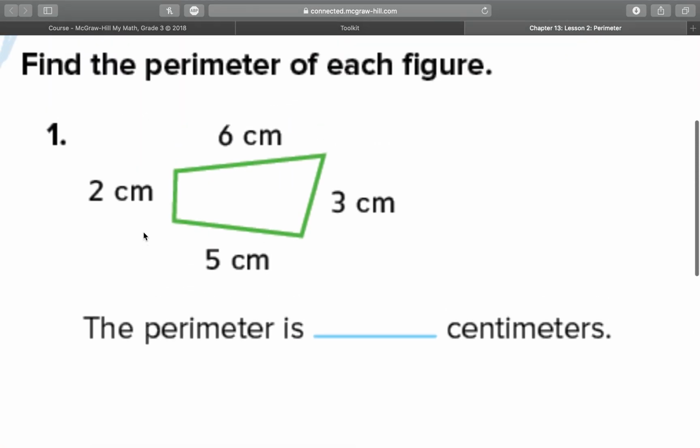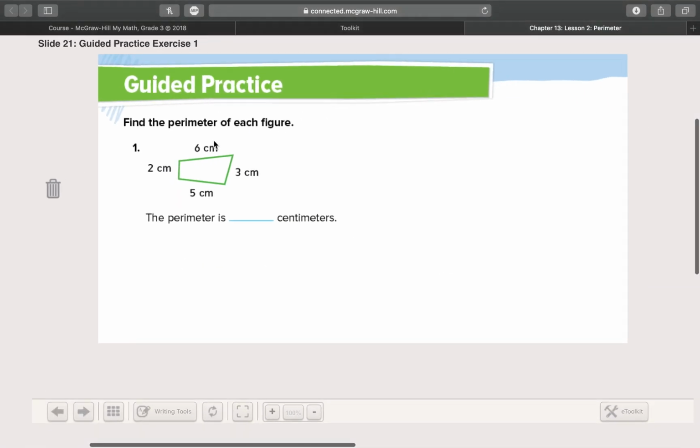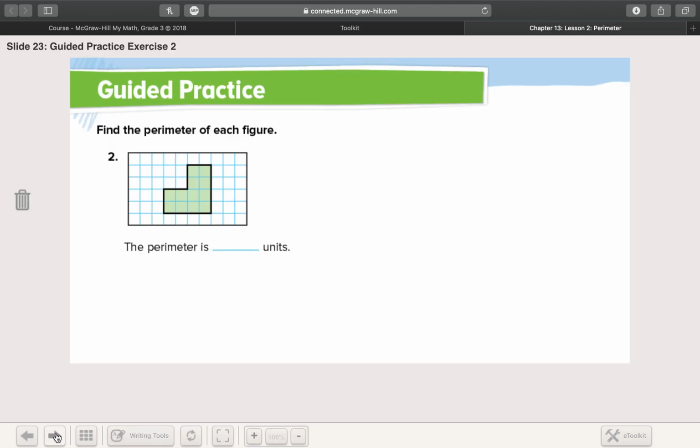Okay, so here's an example where it's not a rectangle, but they do tell us all the sides. So all we have to do here is add up the sides. 2 plus 3 is 5, plus 5 is 10, plus 6 is 16. I did that in my head. If you're able to do that, great. If you have to write it down, that's fine too. Let's check our work. 16 centimeters is correct.